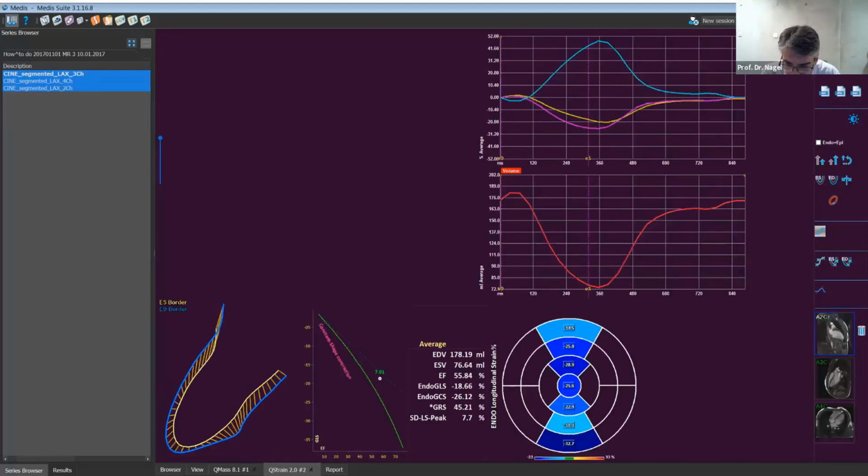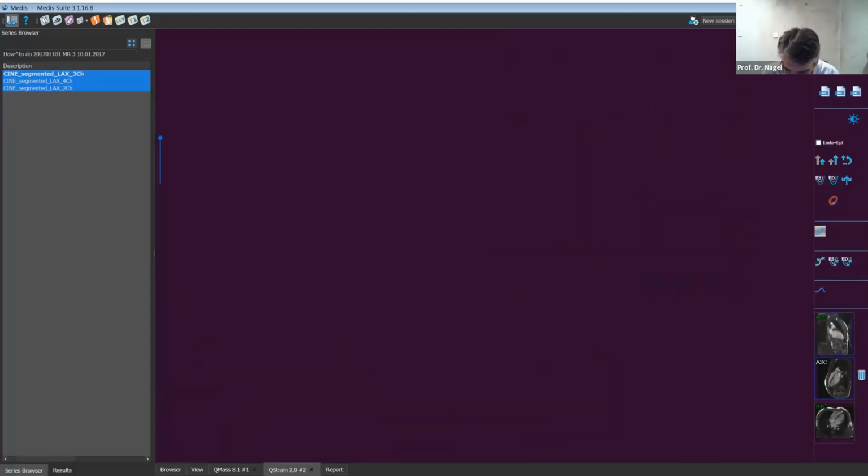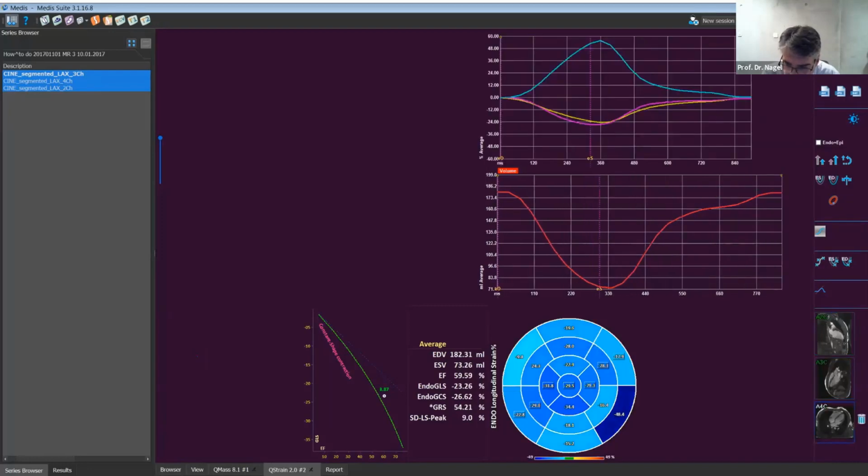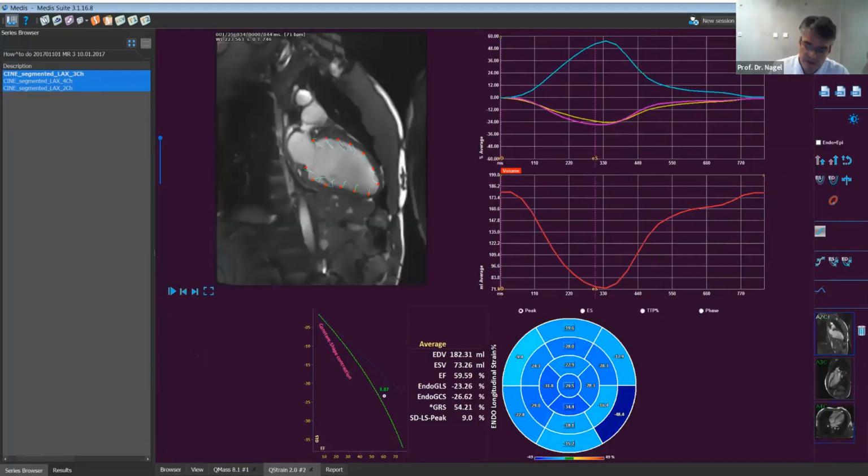It is important to mark the mitral valve properly because the total length of the endocardial contour is quite important for the final results. You then have to, at the moment, accept that this is not an approved tool.